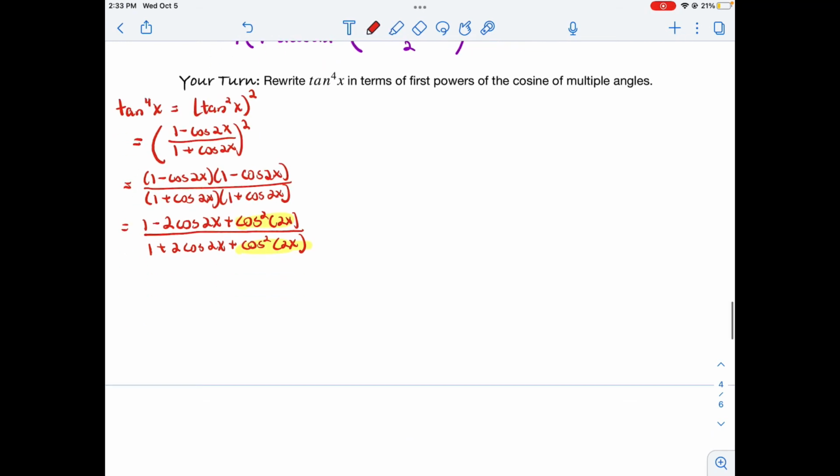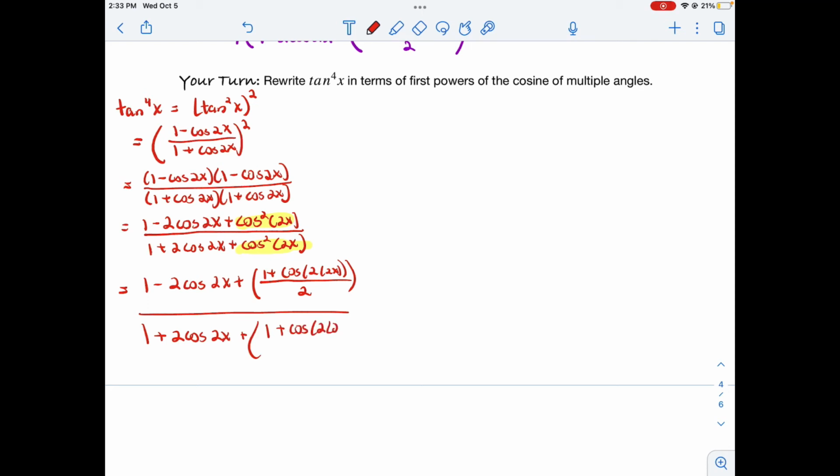Again, I have a cosine squared in both of those, so I need to replace cosine squared of 2x with our power reducing formula of (1 plus cosine of 2 times 2x) divided by 2. And I'll do the same thing in the denominator. So I end up with 1 minus 2 cosine of 2x plus 1/2 plus 1/2 cosine of 4x, all over 1 plus 2 cosine of 2x plus 1/2 plus 1/2 cosine of 4x.